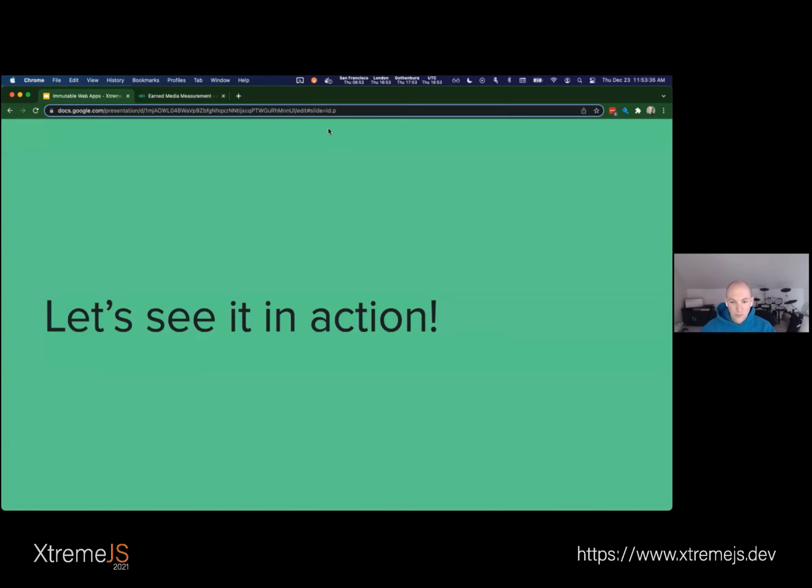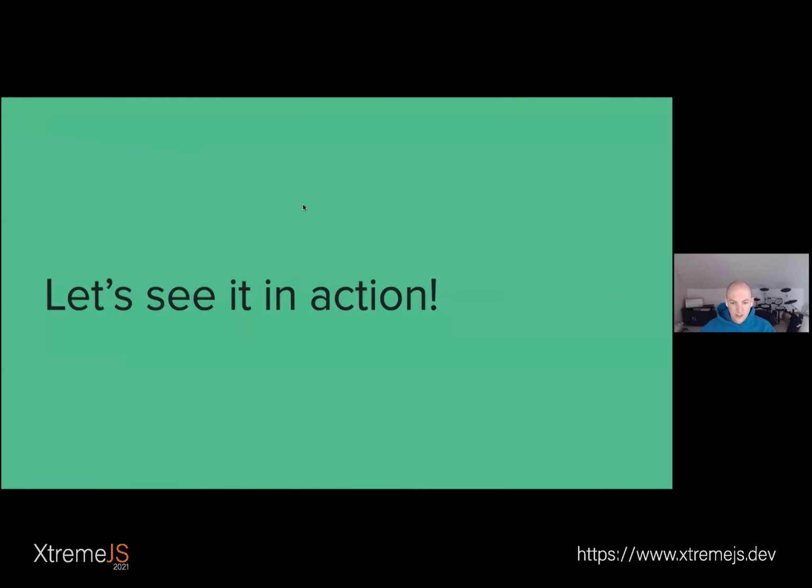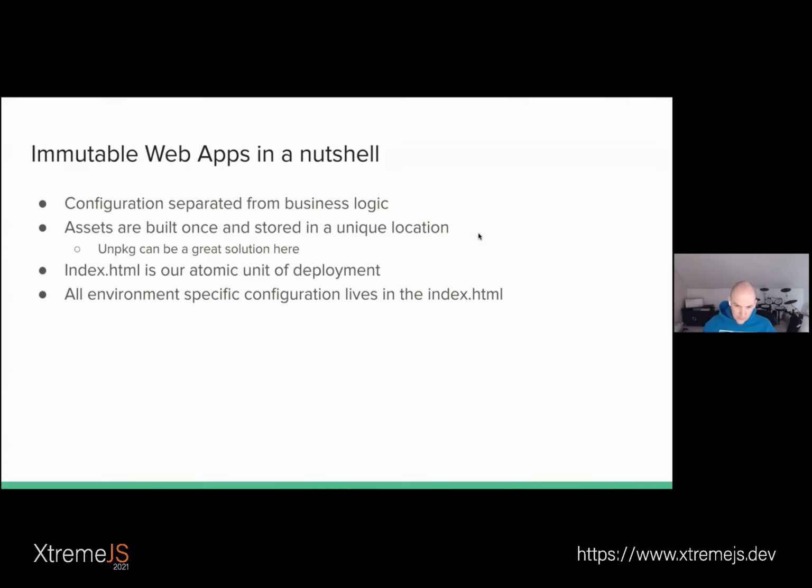So jumping back into our presentation, let's just summarize everything that we've gone over real quick. So in a nutshell, immutable web apps, the biggest part of the philosophy is isolating that configuration that we need for all of our different environments from the business logic that we're building with each of our bundles. These assets then get to be built once and published to a unique location for that package version. Unpackage, as I demonstrated, is a great solution for this because NPM guarantees that immutability, and unpackage guarantees that high level of cacheability that we need.